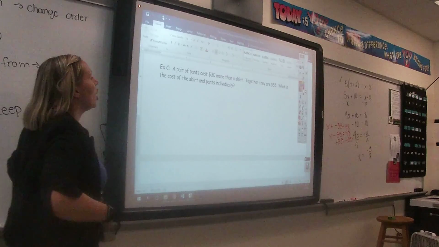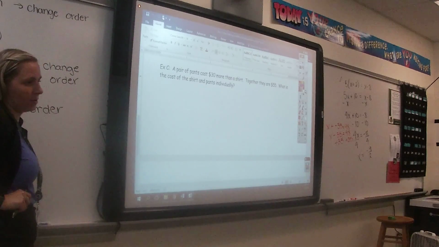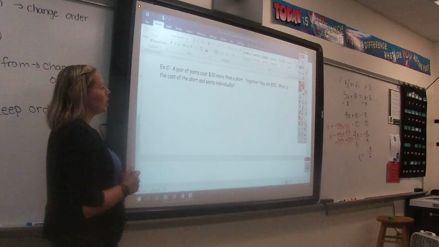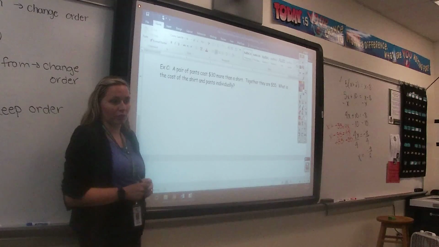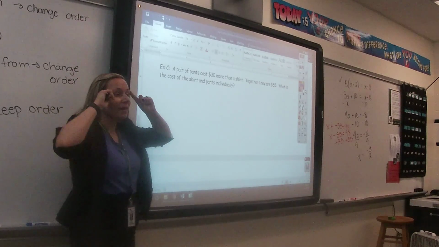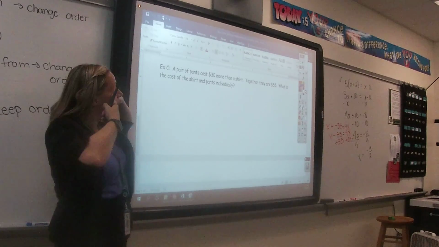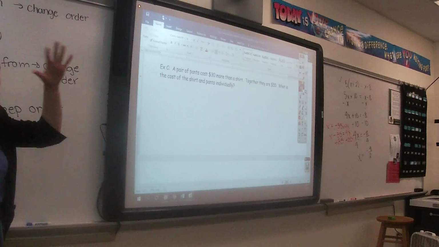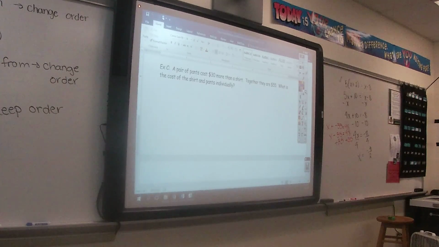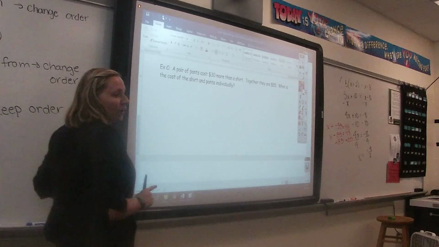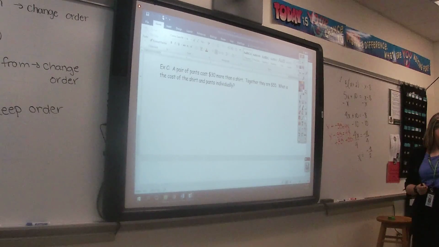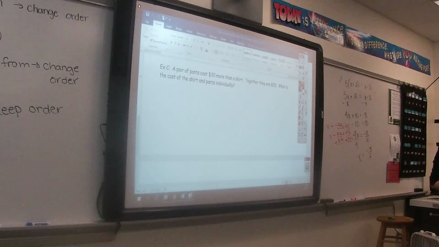A pair of pants costs $30 more than a shirt. Together they are $55. What is the cost of the shirt and pants individually? Now, yes, I realize we're buying one of each. We can do 30 plus what gives us 55, but just pretend. We're all pretending. Can we pretend? Okay, got it. What two things is this asking us to find? The cost of a shirt, cost of pants.